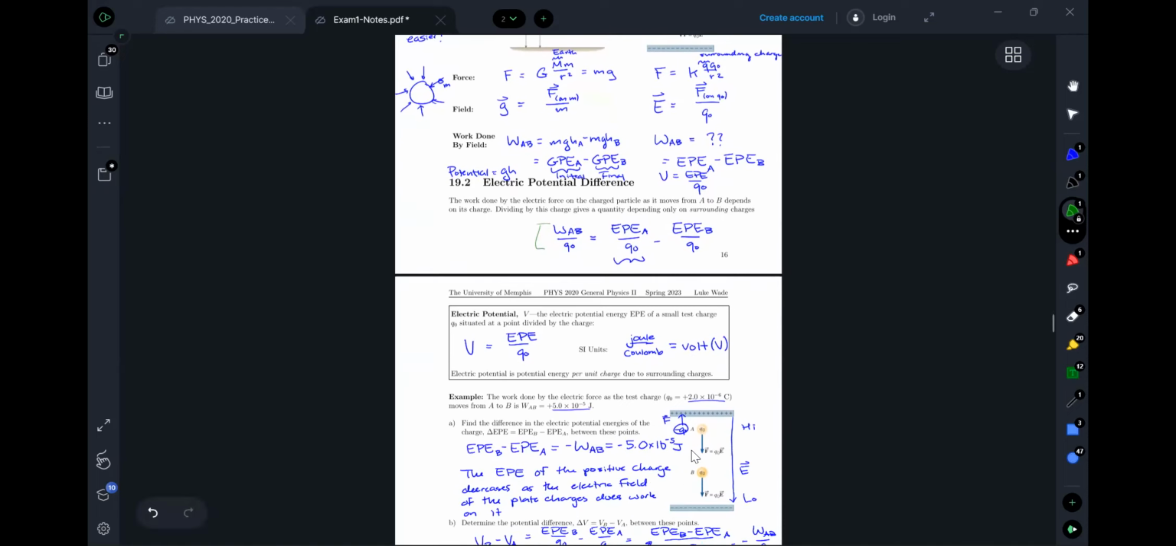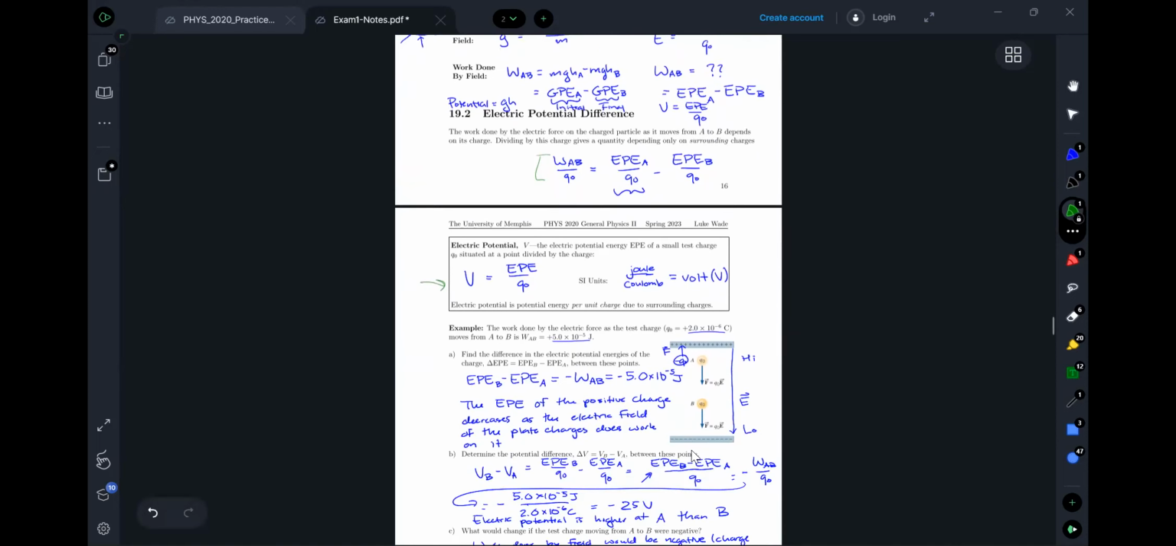The difference is electric potential is a scalar quantity. It's the potential energy per unit of charge, and so it is, in some sense, an energy density, energy per coulomb of charge.